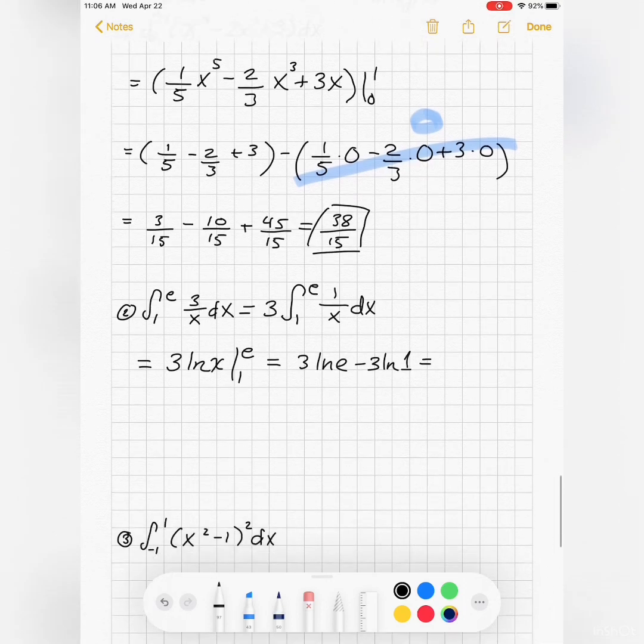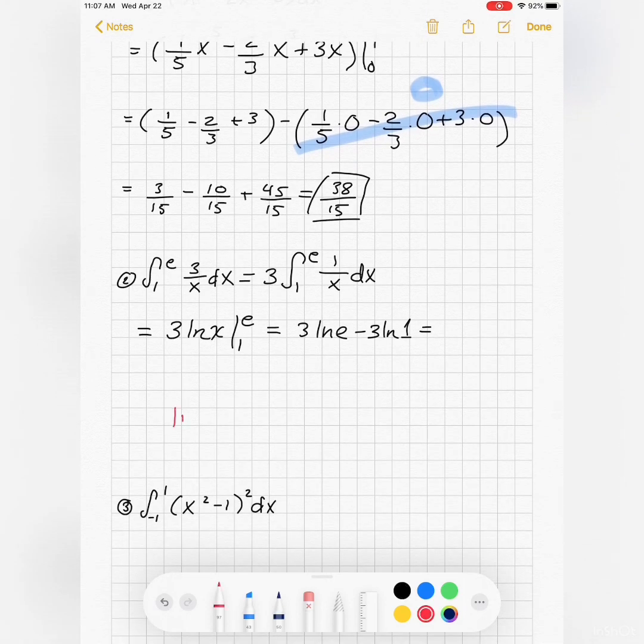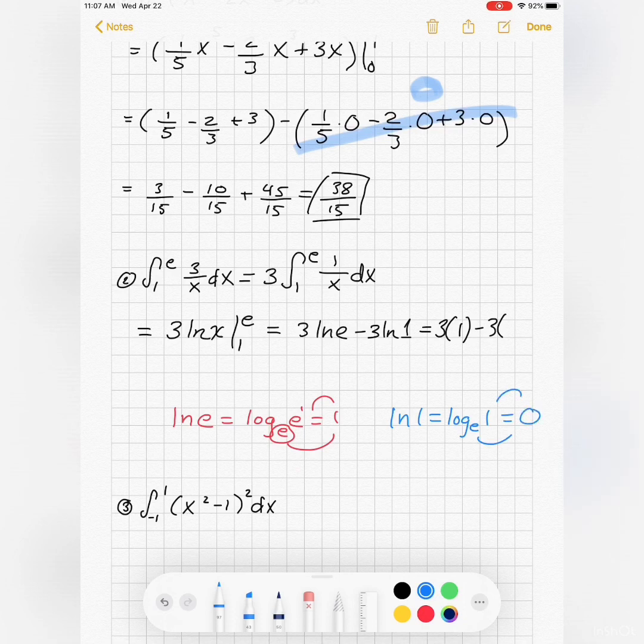Do you remember how these ln's work? So ln of e, that's the same as log base e of e. So this is saying e to what power makes e? The answer is 1, right? So this is 3 times 1. And then what about ln of 1? So e to what number makes 1? 0. So the result is just 3. Comes out nice.